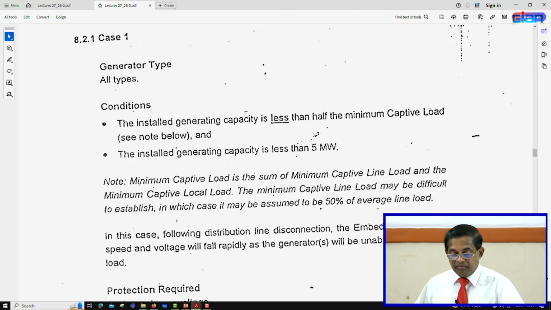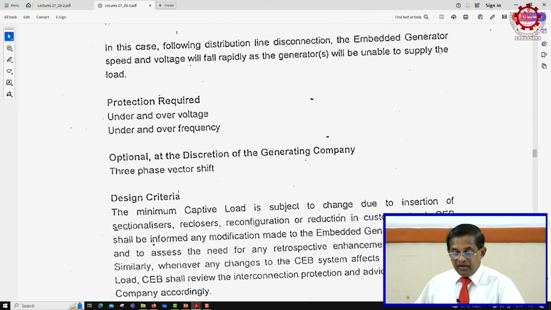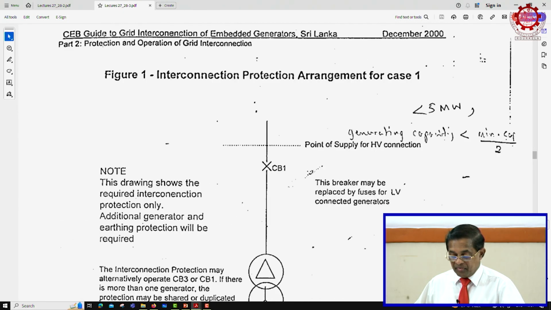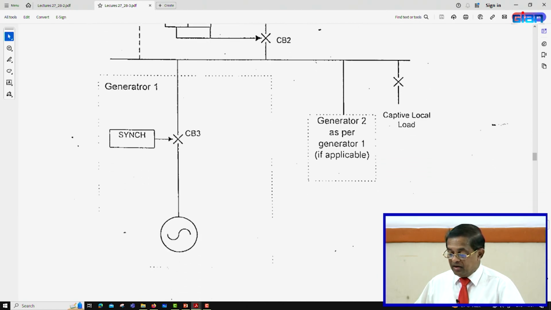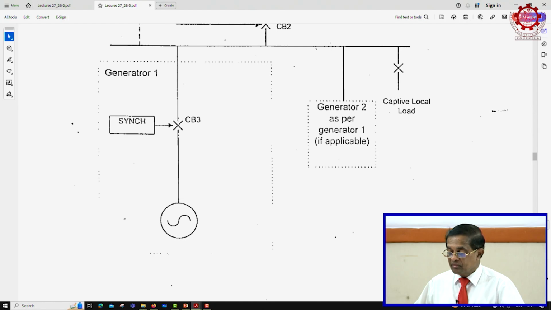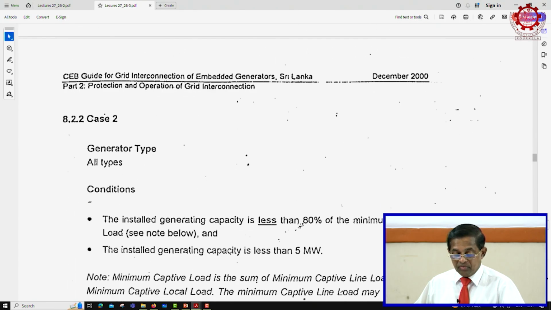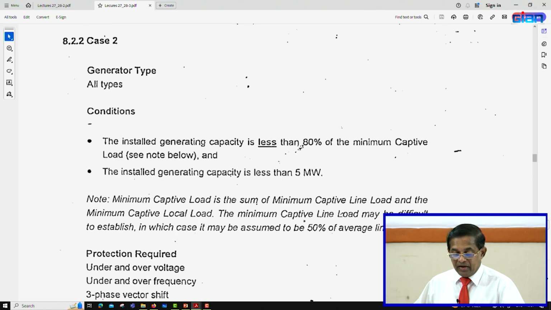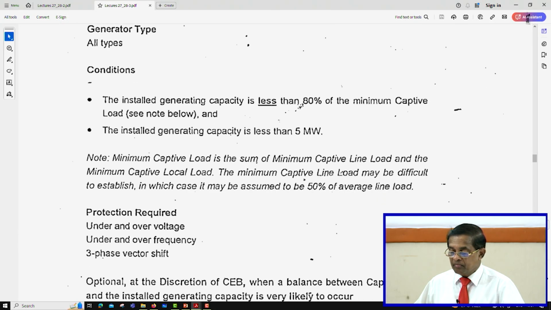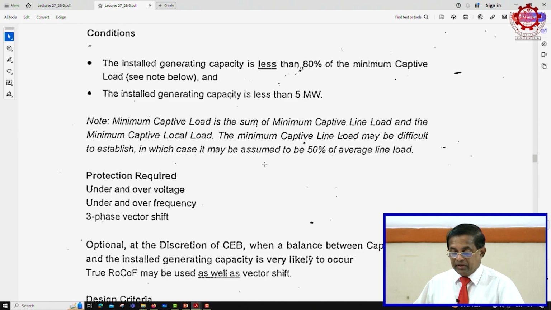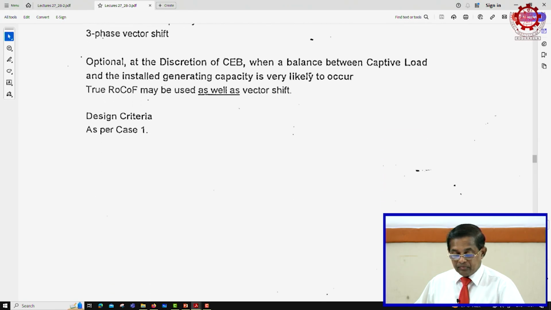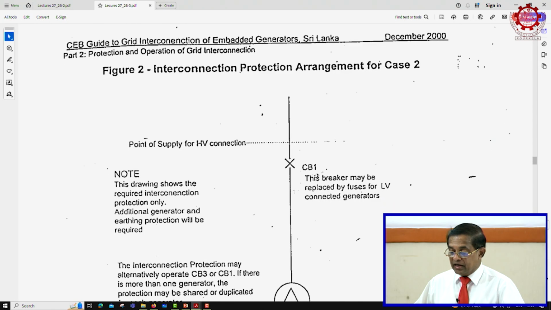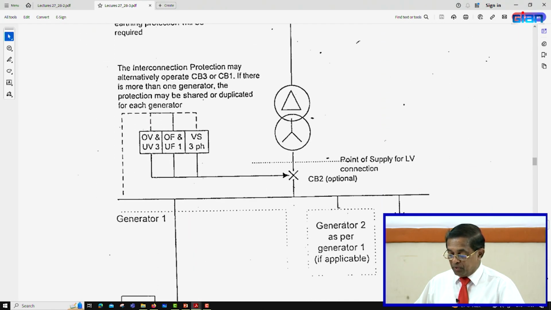Then they further describe case 1, right. Protection required, design criteria, and then for case 1, what is the single line diagram, what are the protections required, right. So, it is less than 5 megawatt capacity, and then case 2, right, all types of generators whether synchronous, induction, the installed generating capacity is less than 5 megawatt, but with a captive load, right. So, what are the protection requirements, what are the things that are not relevant for this scheme.